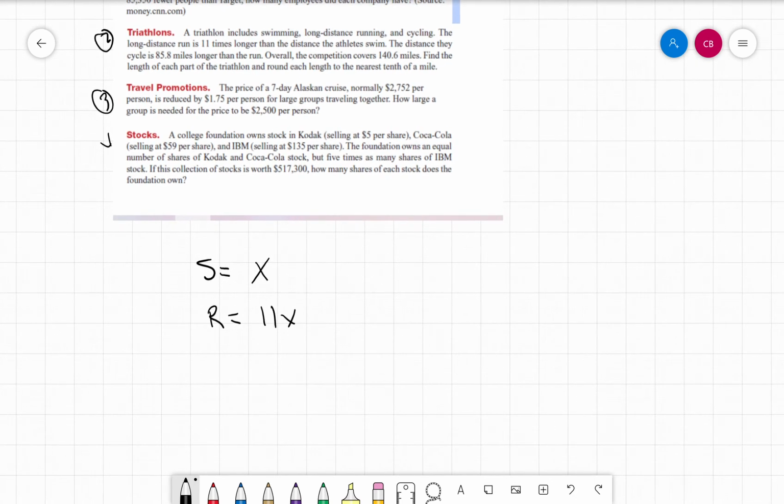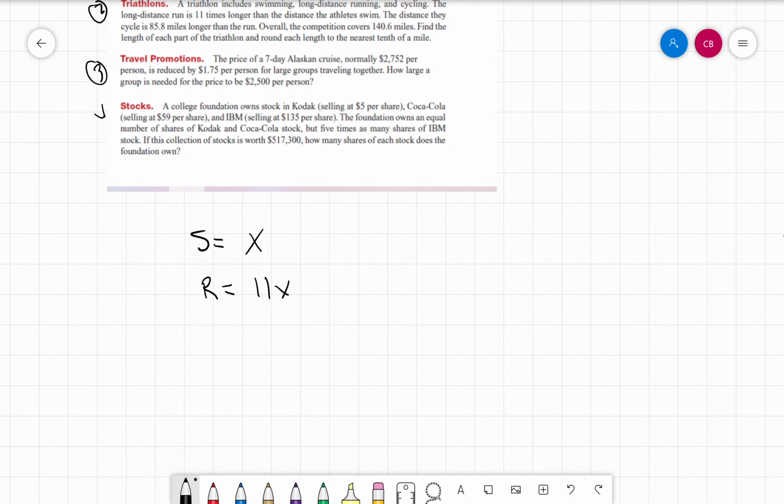And the distance they cycle is 85.8 miles longer than the run. So then the cycling is equal to the run plus 85.8 miles. Okay. So we know they're going to do all of these. So we know S plus R plus C is equal to 140.6 miles.